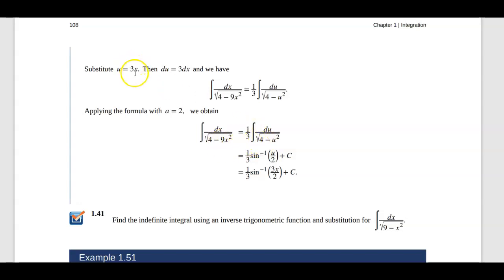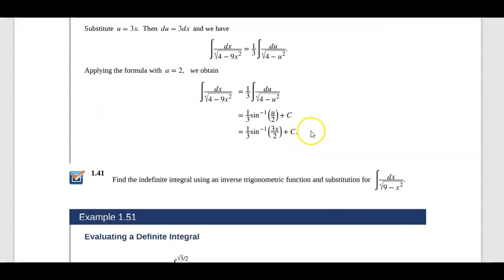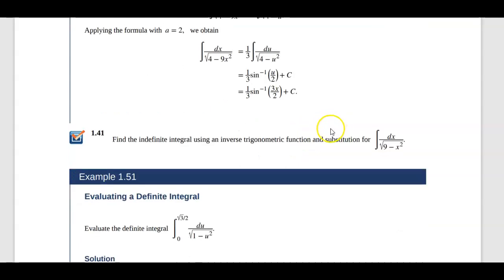Now, you could also do this with u substitution, but you can do it directly with the formula as well. So it just kind of depends on how you want to think about it. It really ends up being the exact same thing.